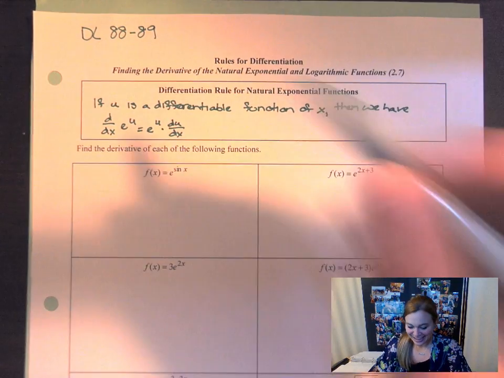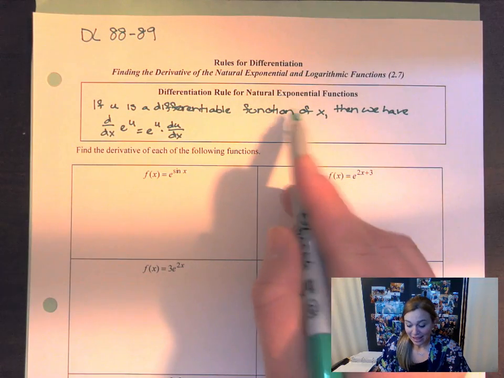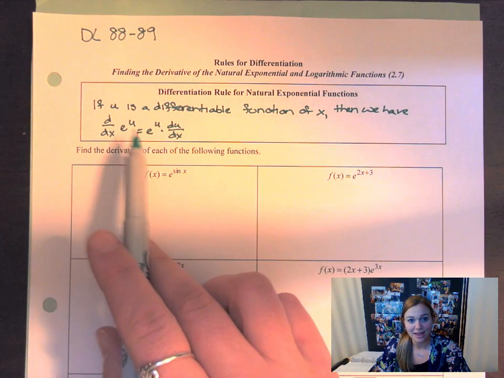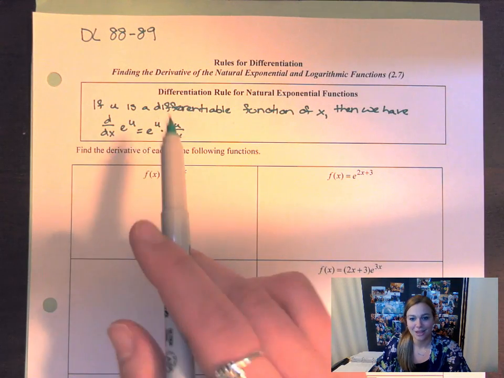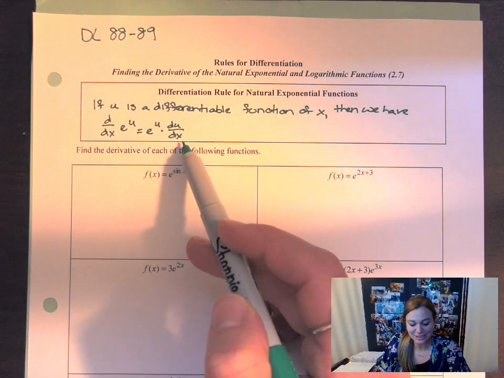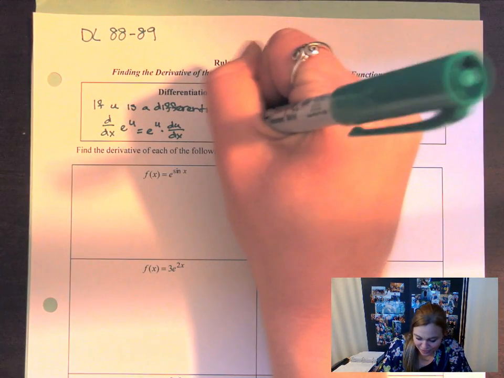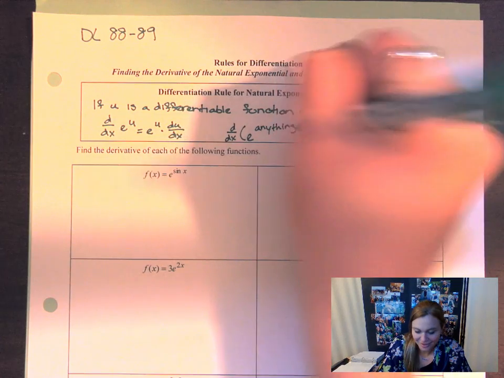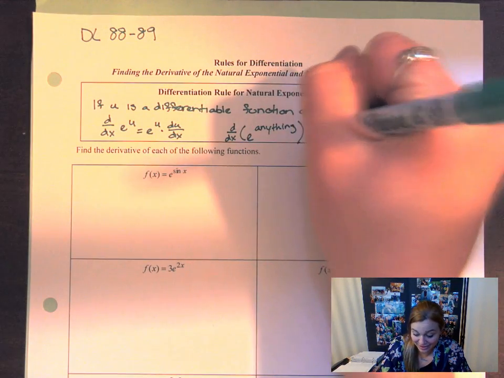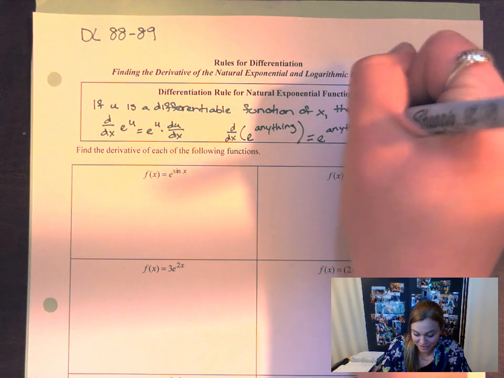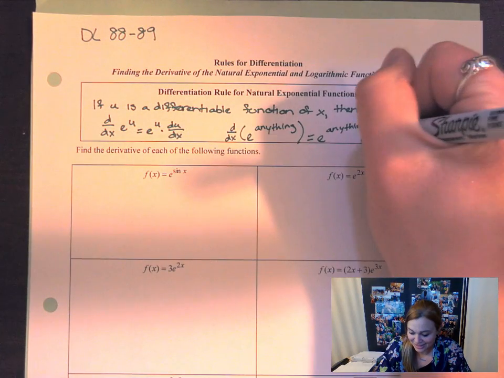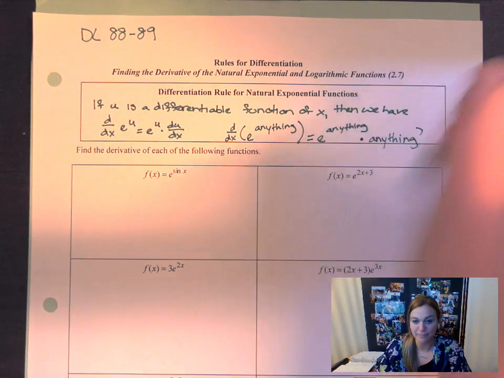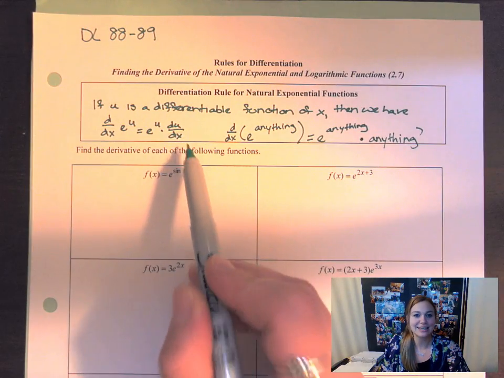So let's do this. The first one: if I have a natural exponential function, so if u is a differentiable function, then the derivative of e raised to the u is e to the u times du dx. What I'm going to say is the derivative of e to the anything is going to be e to the anything. So whatever that power is, you just write it down again, times the derivative of the anything. So I'm going to say anything prime. This du dx takes the chain rule into account.